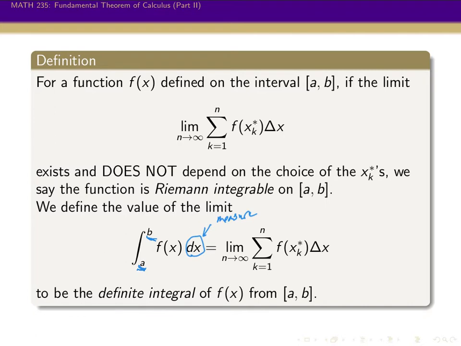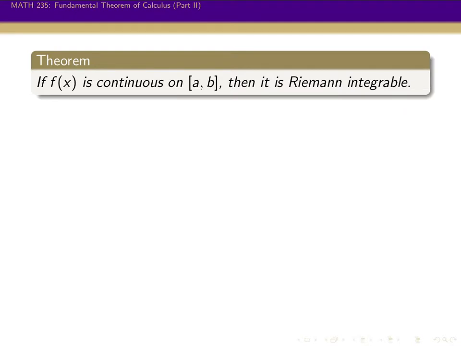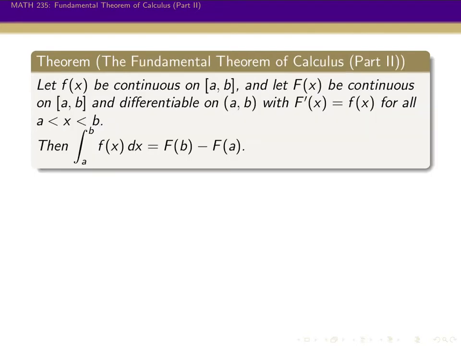And the important factor here is that when we take this limit, it does not matter how we choose these x values inside each subinterval. It just has to be any value inside the subinterval. We end up getting the same limit. That's going to be important later on in this video. And then we also saw that if a function is continuous on the interval a to b, then it's going to be Riemann integrable. Okay, and so continuous functions are one example of a group of functions where this makes sense. So let's move on to the fundamental theorem of calculus part 2.